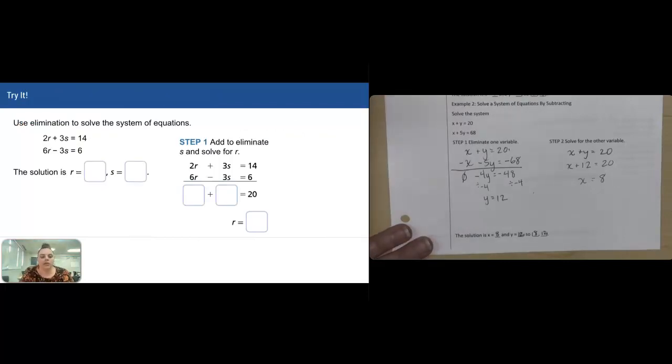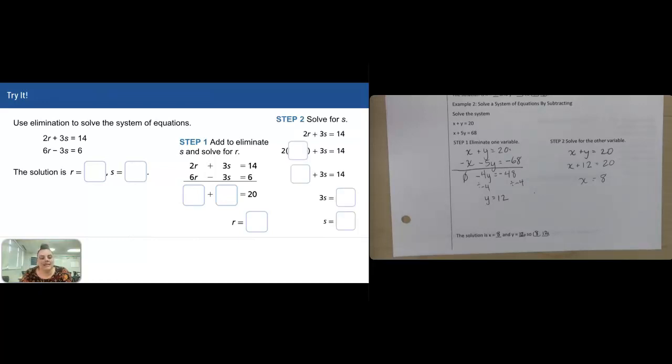The next one is for you to try. You can see that we are adding to eliminate s and then solving for r. So add those together. What is your new r? Hopefully you see that 3s minus 3s is 0. Then in step 2, take what you get for that r value, plug it in, and solve it out to figure out what s is.